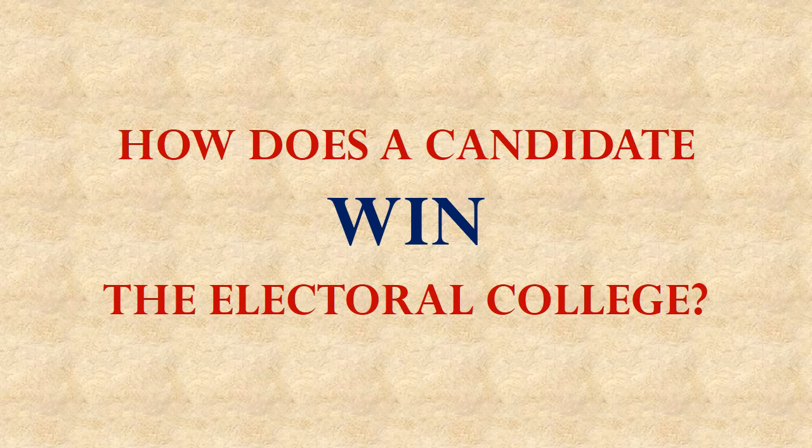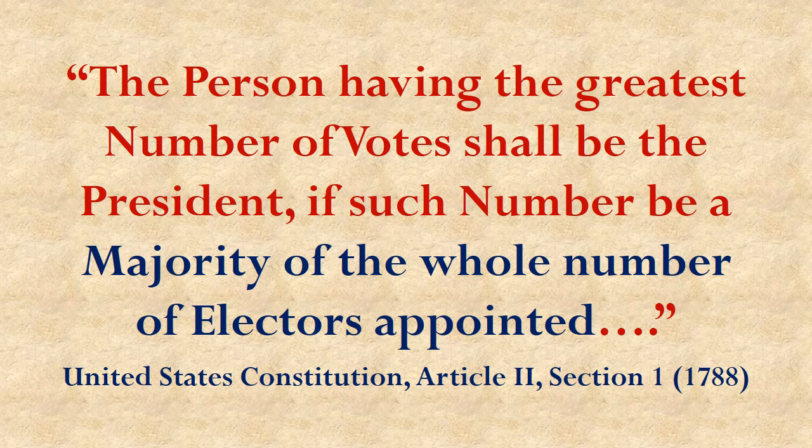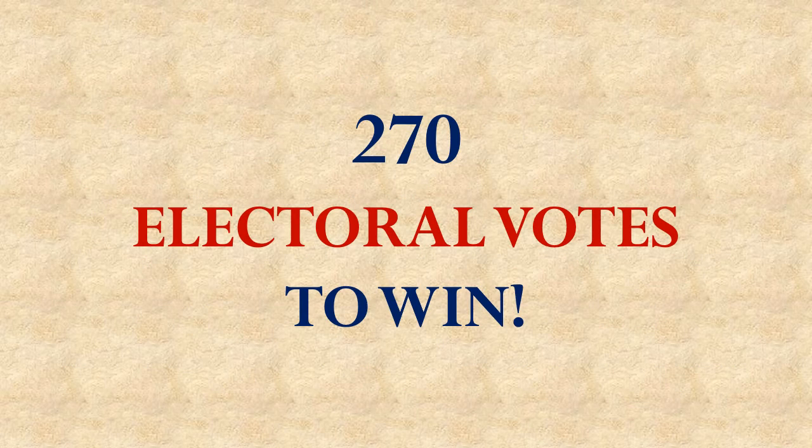So how does a candidate actually win the Electoral College when these 538 decide to vote for president? The Constitution says that the person receiving a majority of the whole number of electors appointed will become the President of the United States. So with 538 electors, we divide that number in half. That's 269. 269 electoral votes get you exactly to 50%. That's not a majority. You need one more. So the candidate that gets 270 electoral votes is the one who is elected President of the United States.